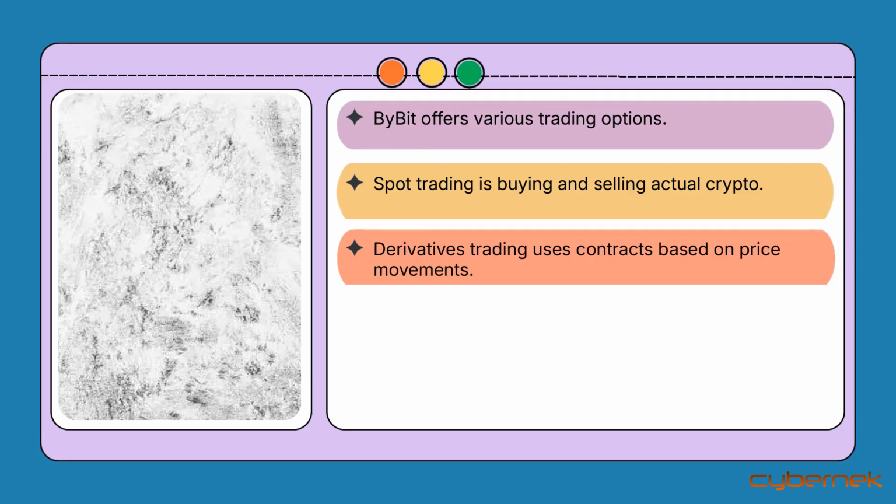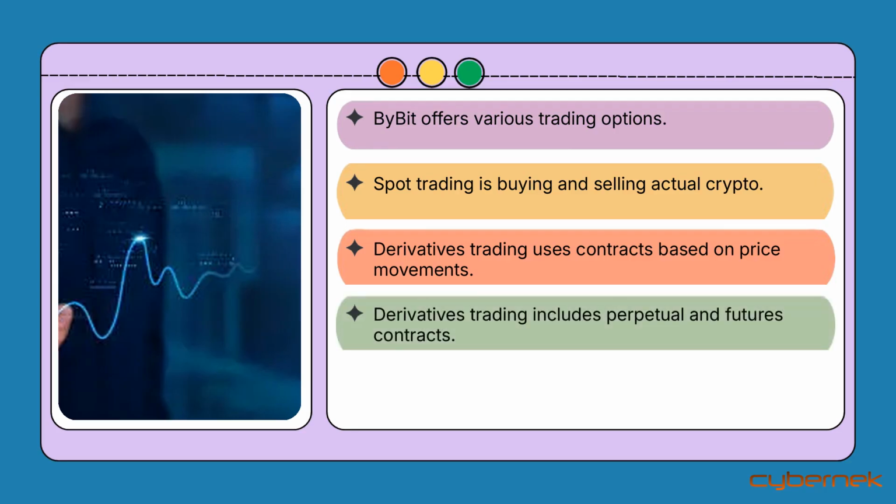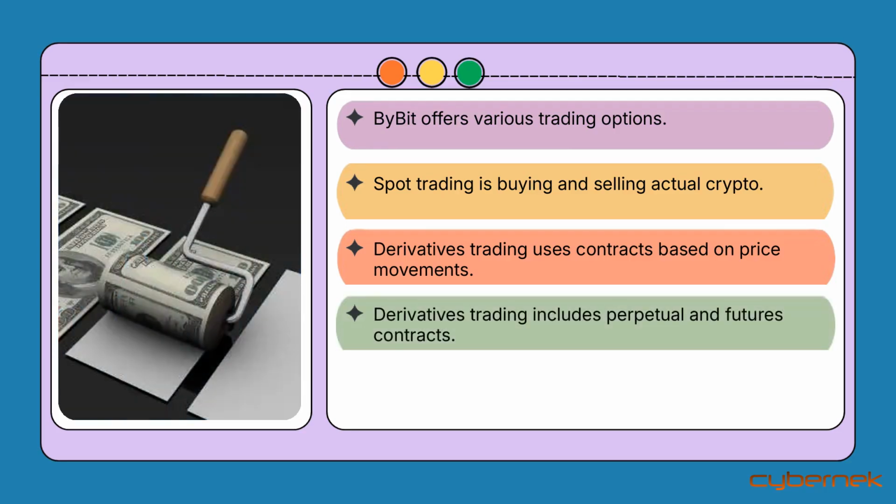Derivatives trading. This is where ByBit really shines, but it's also where things get more complicated. You're not buying the actual cryptocurrency. Instead, you're trading contracts based on the price movements. This includes perpetual contracts and futures contracts.